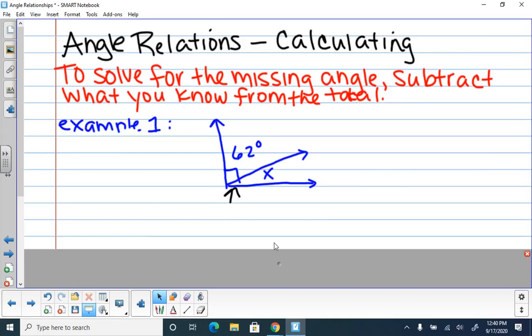All right, so first question I have for you, survey of hands. I'm asking, is this complementary, is this supplementary, or is this vertical? Raise your hand if you think this is complementary. Raise your hand if you think this is supplementary. Raise your hand if it's vertical. So good. We are seeing the L, and we are seeing the 90-degree angle, correct?